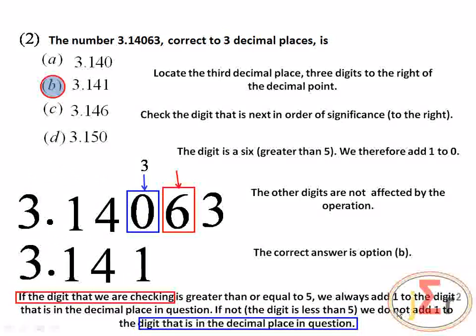If the digit that we are checking is greater than or equal to 5, we always add 1 to the digit that is in the decimal place in question. If not, that is, if the digit is less than 5, we do not add 1 to the digit that is in the decimal place in question. So this is the decimal place in question, and then this is the one that we are checking to see if it is greater than or equal to 5.